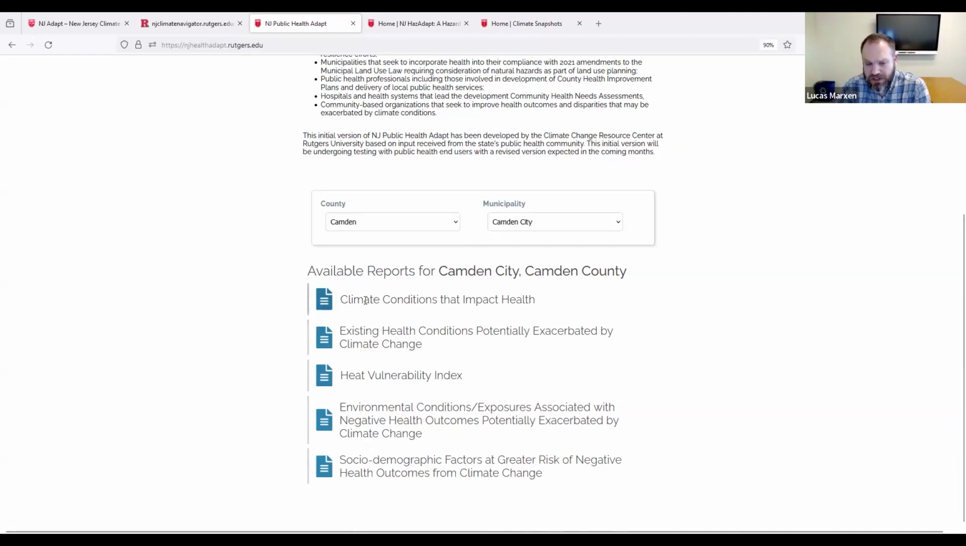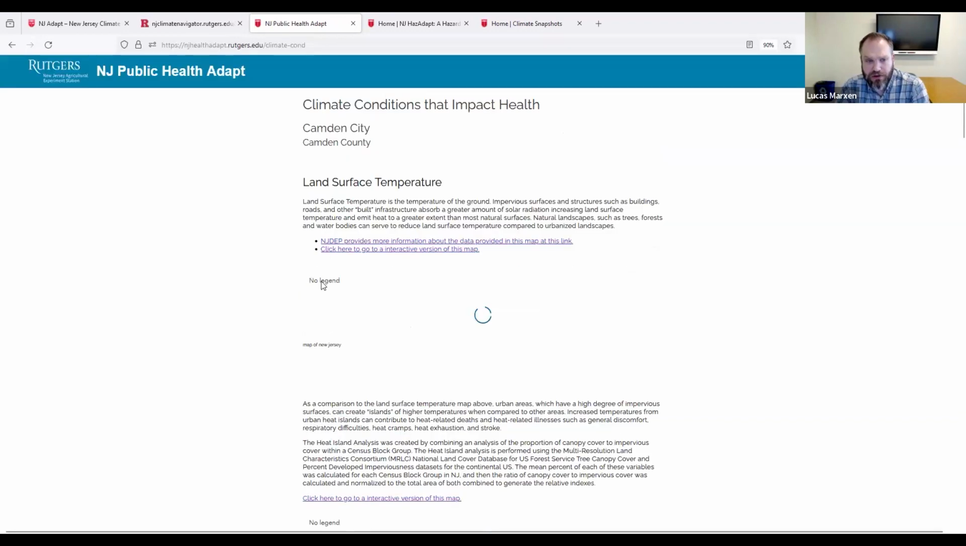The first one specifically looks at climate conditions that could potentially impact health. The second one looks at existing health conditions that could potentially be exacerbated by climate change. The third is our heat vulnerability index, which I've showed briefly already. The fourth is environmental conditions or exposures associated with negative health outcomes that could potentially be exacerbated by climate change. And the final one is socio-demographic factors that are at greater risk of negative health outcomes from climate change. We've already seen some of these, but I'll go through each one briefly just to show you the type of data that we've included.